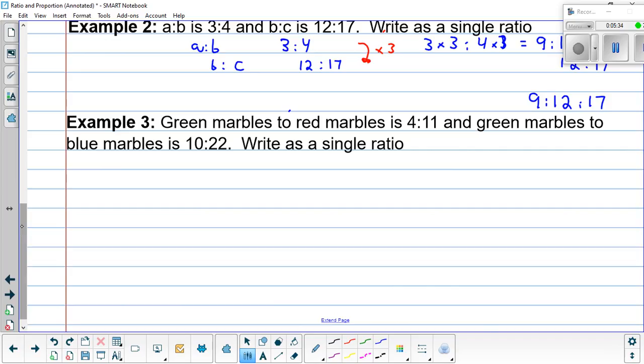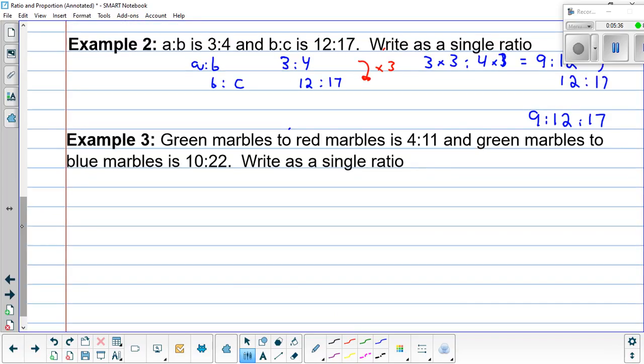And we'll do one more. So example 3: green marbles to red marbles is 4 to 11. So we have G to R, and then we have another one that's green and blue. So we're going to have green, and I'm putting blue over here. Even though it looks a little different, it's still the same, right?